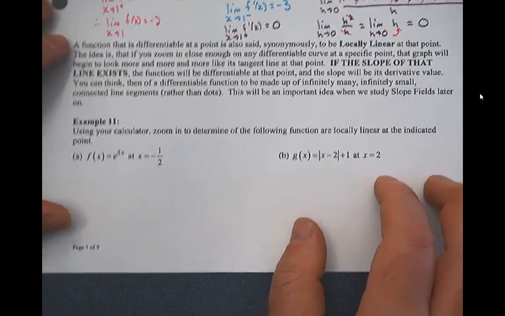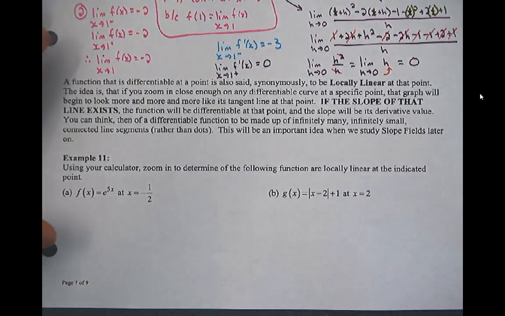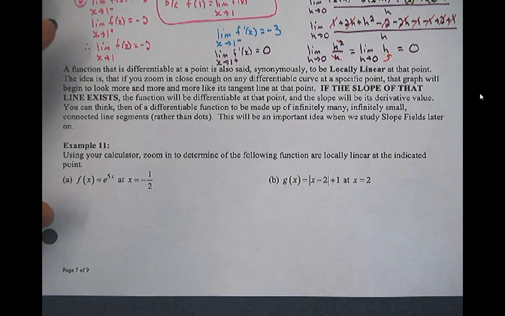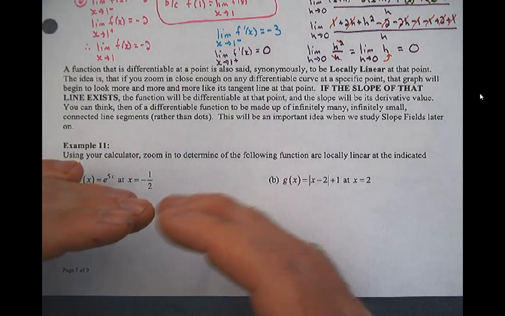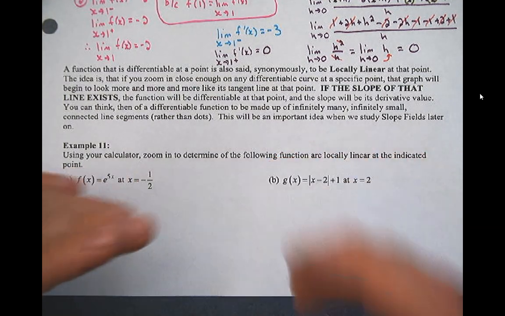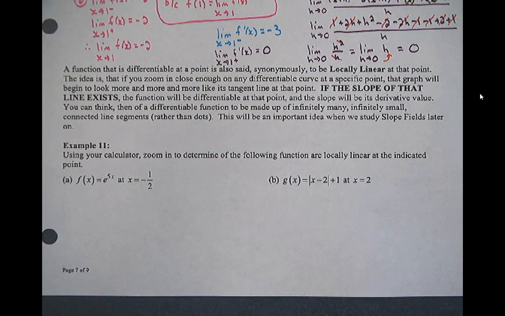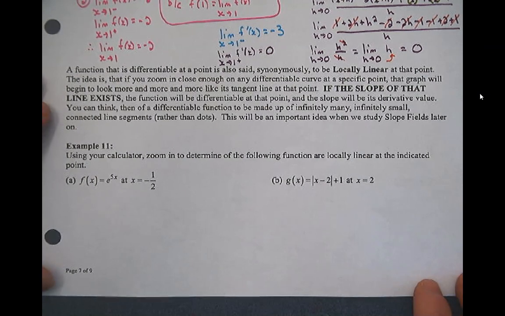But I want to talk a little bit about what it looks like to be differentiable. We know what it looks like to be continuous. The left side limit and the right side limit have to reach the same height. I mean, they don't have to, it can be two totally different functions, but as long as the y values are the same, then we consider that function to be continuous.